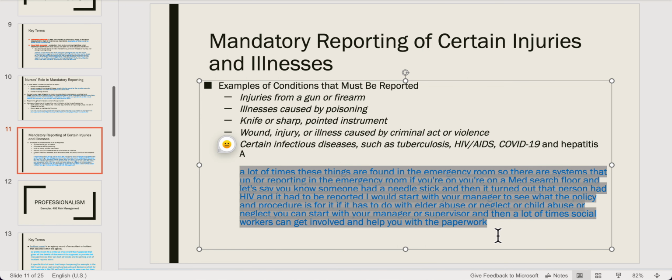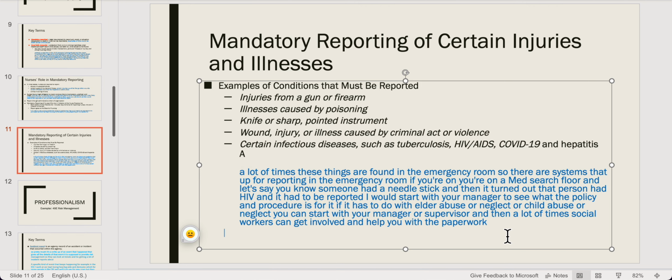Certain infectious diseases, such as tuberculosis, HIV/AIDS, COVID-19, and hepatitis A, must also be reported. A lot of times these things are found in the emergency room, so there are systems set up for reporting in the emergency room. If you're on a med surg floor and, let's say, someone had a needle stick and then it turned out that person had HIV and it had to be reported, I would start with your manager to see what the policy and procedure is for it.